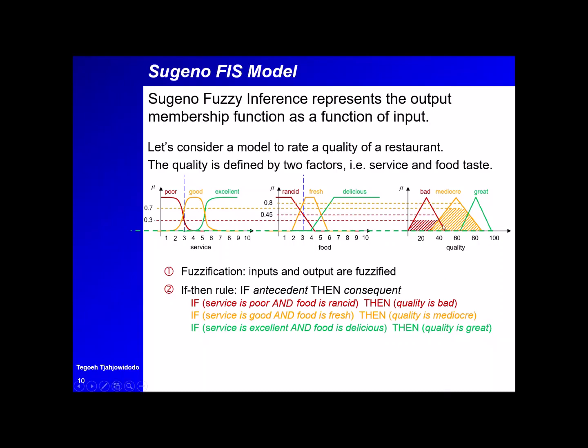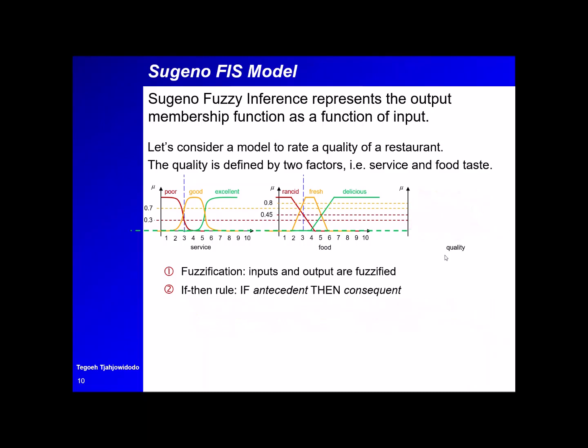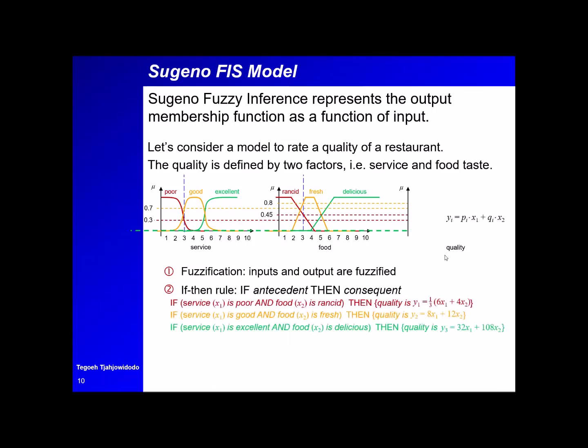Instead of using this pictorial approach to get the output, Sugeno uses a function. So this is what Sugeno does to get the output of this model. The model is still using the if-then rule approach, but this is what Sugeno did. He used a linear function that uses the first input and second input.